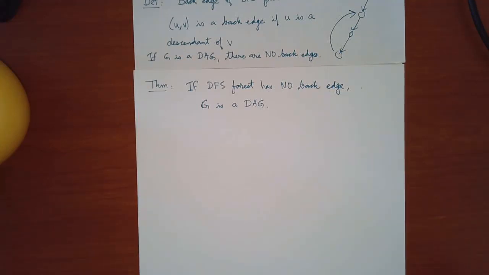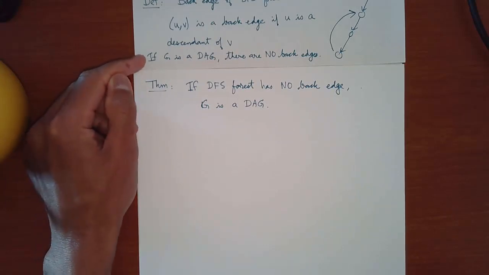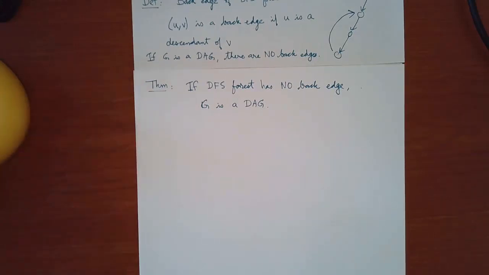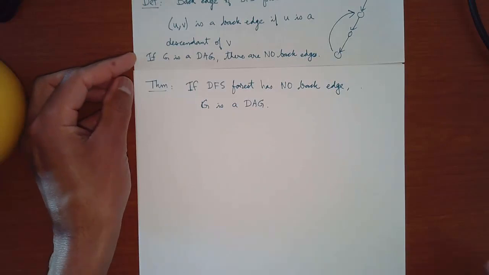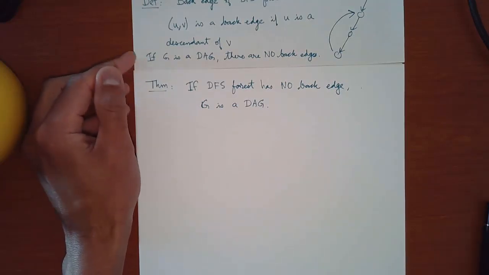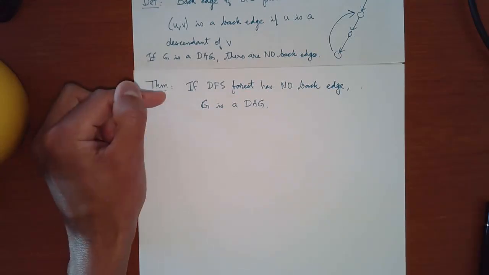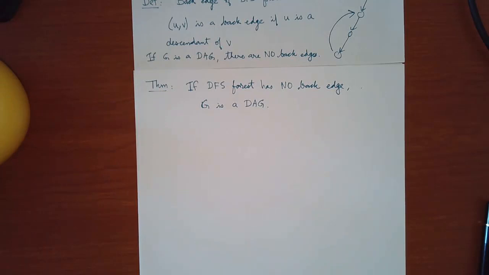So I'm just going to ask a poll again. Does everyone see that the first statement and the second statement are different statements? I'm going to relaunch the poll. A is, I understand that these are different statements. B is, I'm confused. A is, yes, I see that they're different. If G is a DAG, there are no back edges. If there are no back edges, G is a DAG. These are two different statements.